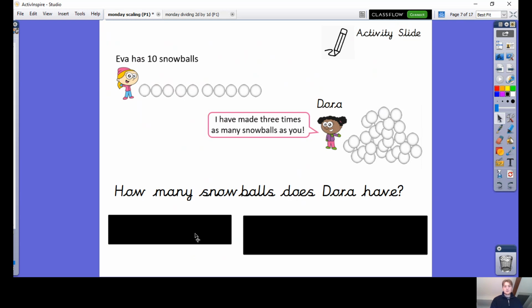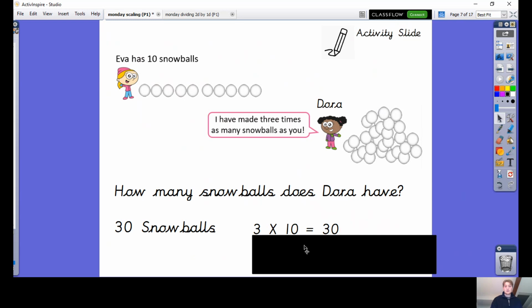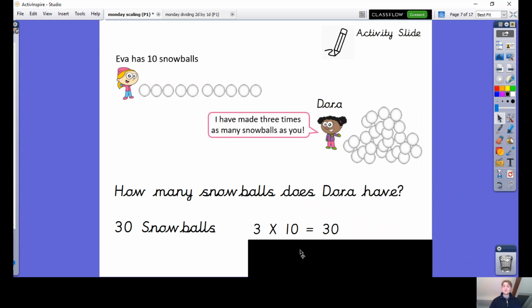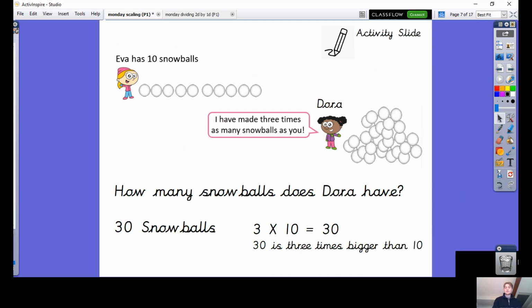Okay, right. So how many snowballs does Dora have, do you think then? The answer is that she has 30 snowballs, because 3 times 10, or 10 3 times bigger, is 30. 30 is 3 times bigger than 10. Well done if you got that correct.